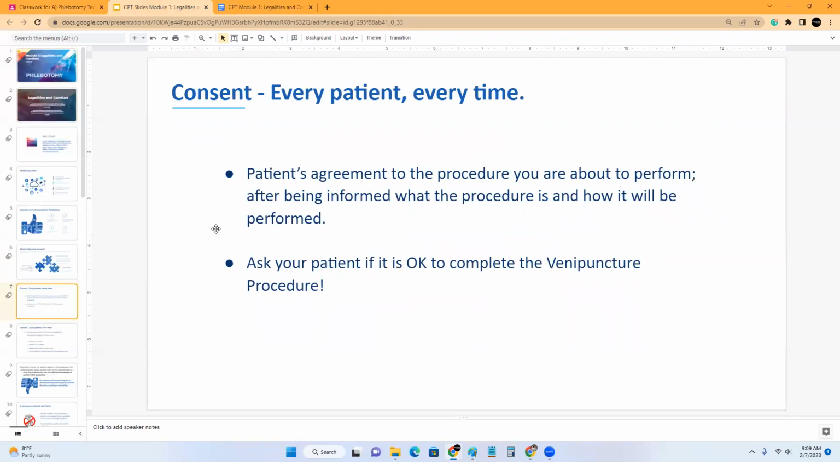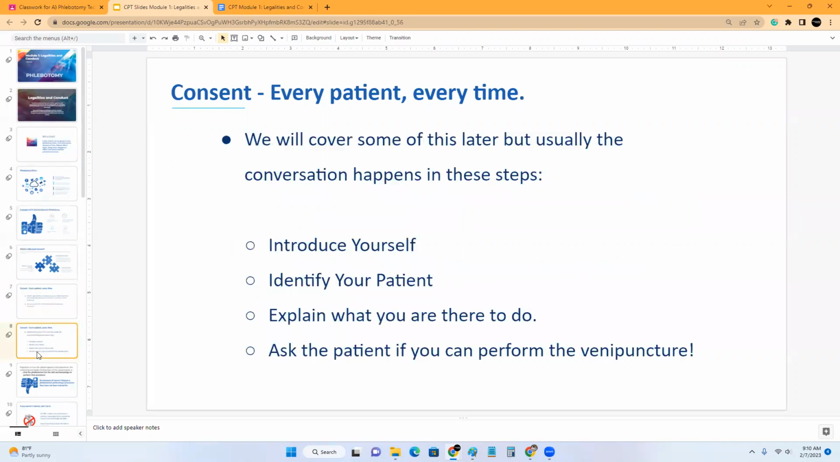Every patient, every time for consent. You must ask every single one. The patient's agreement to the procedure you're about to perform, okay, every time. Ask them if it's okay if we do this venipuncture, or am I okay to draw your blood? Or, which arm would you prefer me to use today? Them telling you which arm or holding their arm out is getting that consent and them giving you permission.